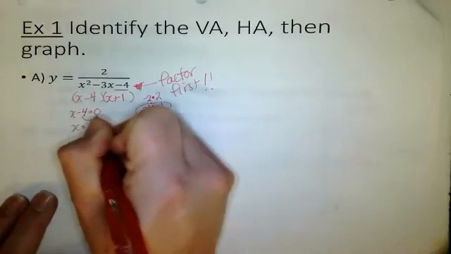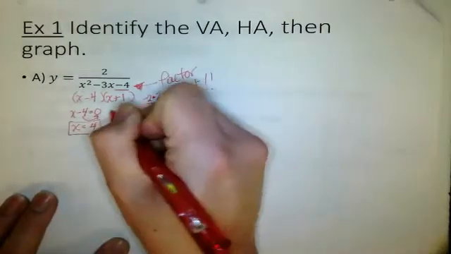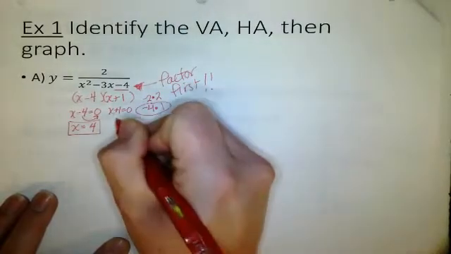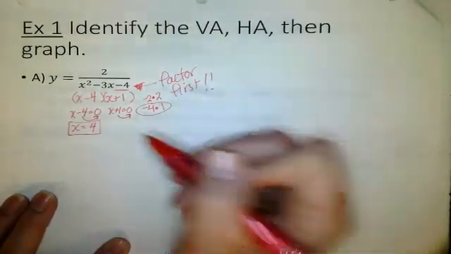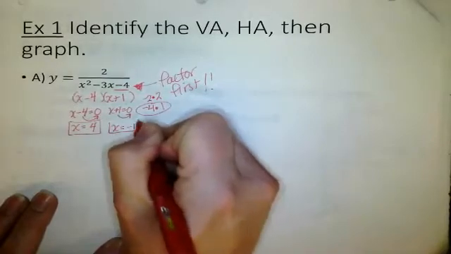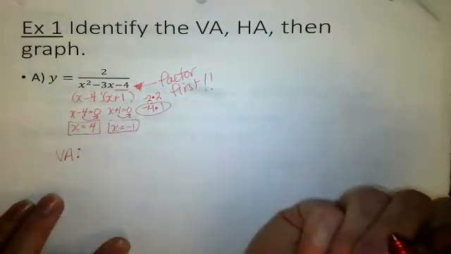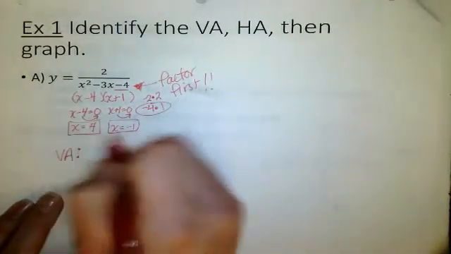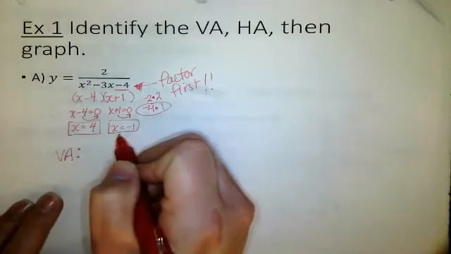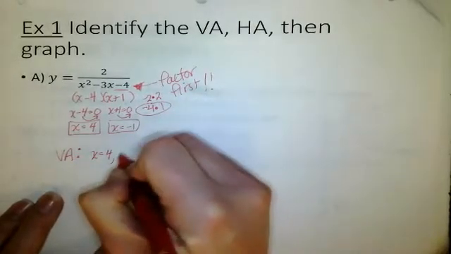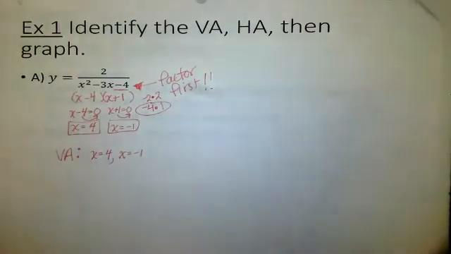X equals 4. If we move that 4 over. Here, same thing. X plus 1 equals 0. Isolate the x, what do we get? X equals negative 1. Guess what we just found? We just found our vertical asymptotes. The vertical asymptotes always come from the x's in the denominator. So we have x equals 4 and x equals negative 1 for our vertical asymptotes. Always, always, always from the denominator, okay? There are 2 vertical asymptotes in this type of rational fractional function.